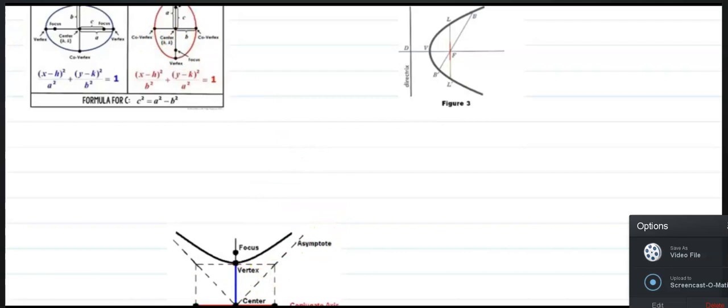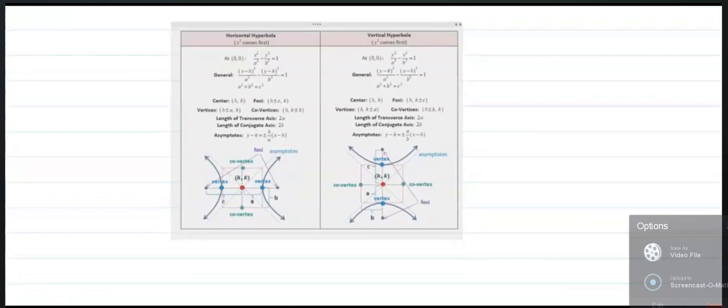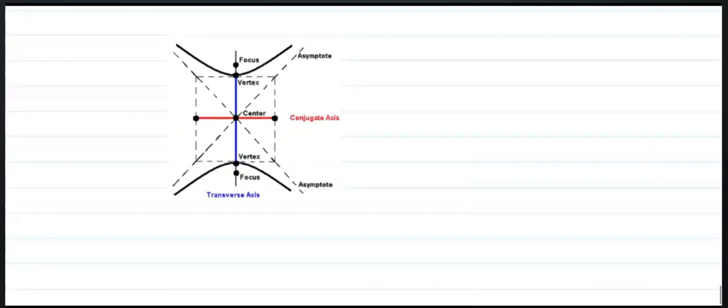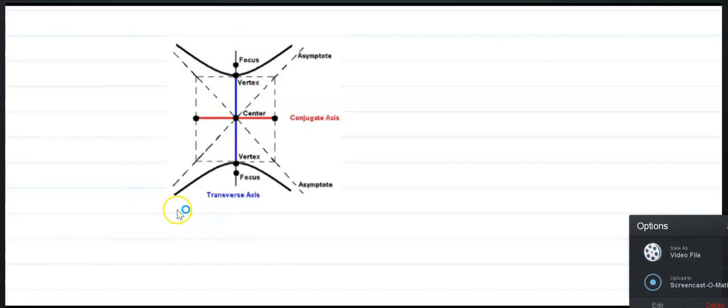Again, in case of the hyperbola, these are the vertex. That is the intersection with the axis of symmetry of that conic, that is called the vertex. This is the vertex, this is the hyperbola, and this is its axis of symmetry, and the intersection with this point is called the vertex.